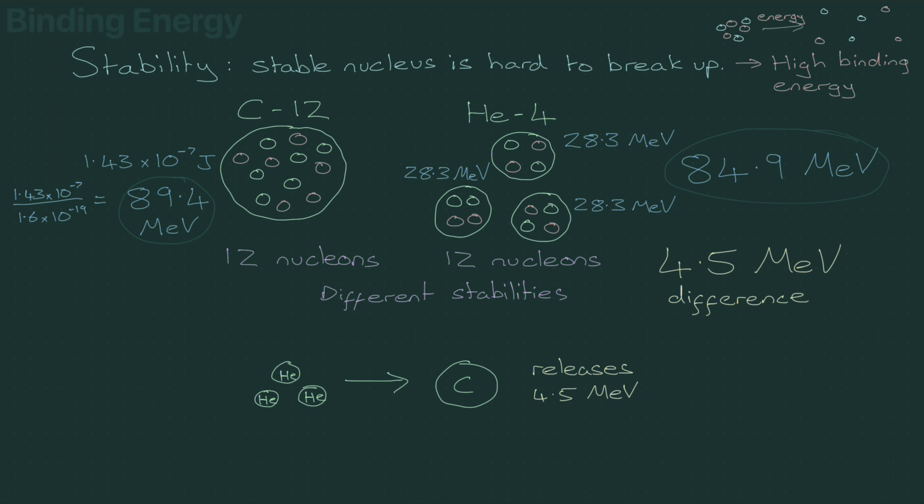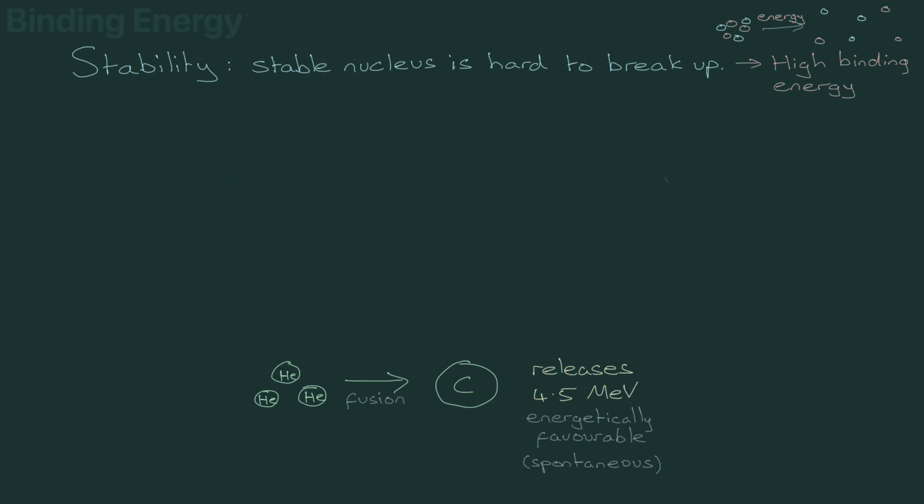How do I know if energy is released or needs to be put in? I said it's released there, suggesting this fusion reaction releases energy, making it energetically favourable and therefore spontaneous. Let's look into it by looking at the 3 helium nuclei. I'm going to put in the total binding energy, a total of 84.9 mega electron volts, to separate all the constituent particles to infinity.